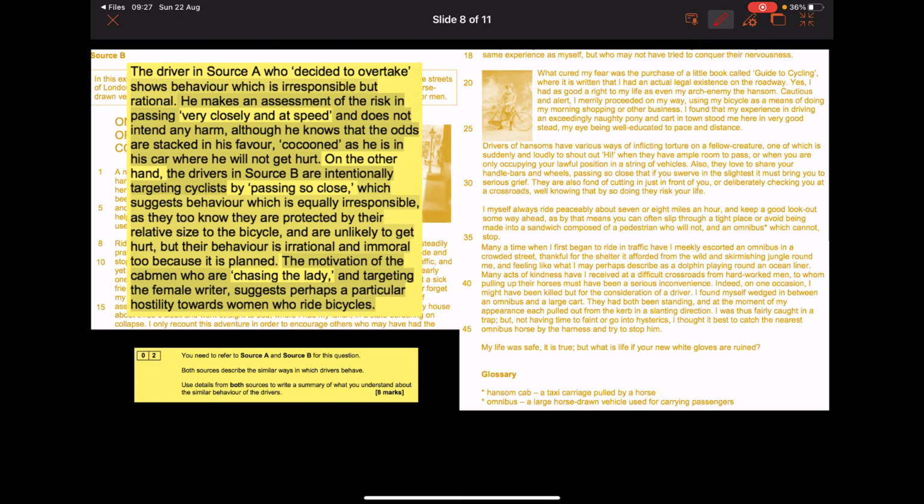Okay, so that's a really nicely written piece, and they've inferred a lot of meaning there, especially where it says hostility towards women. They've talked about how each person in the text is irresponsible and how they are protected by their car, whereas the people on the bike aren't.